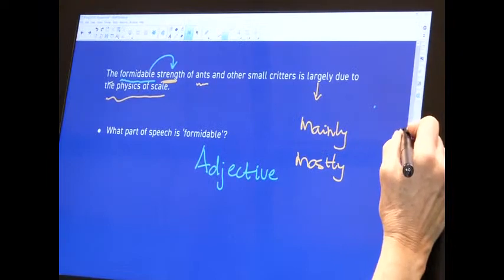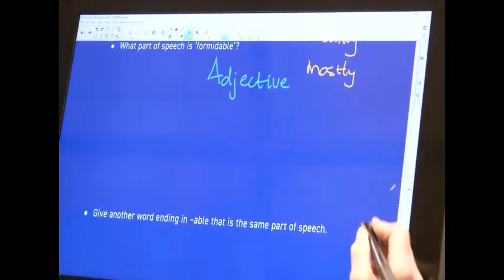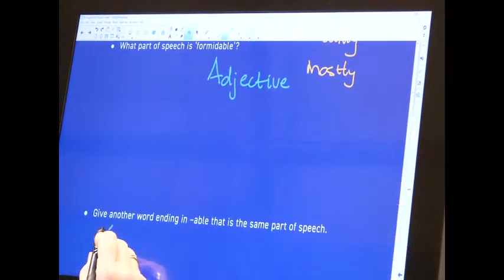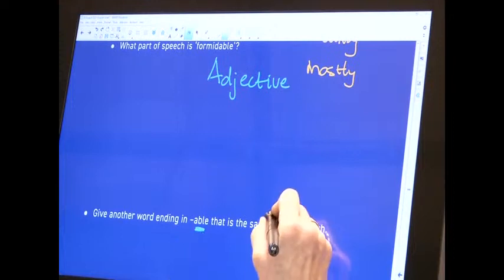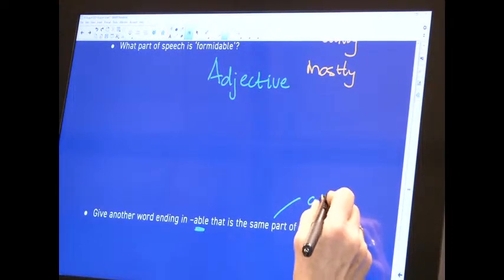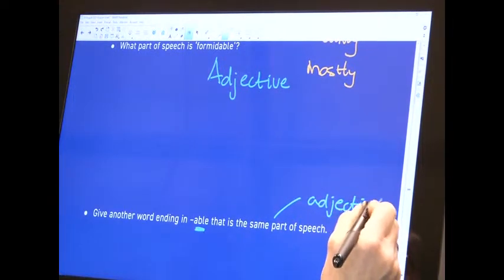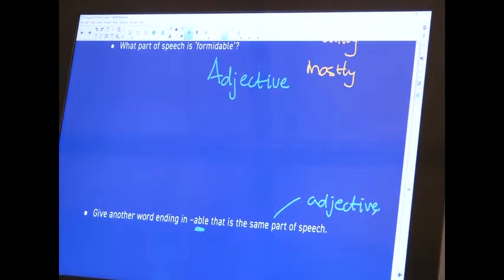We've got another word in here that I want to look at in a moment, but another word ending in able that is the same part of speech. So you're going to do this, please. I want another adjective ending in able.